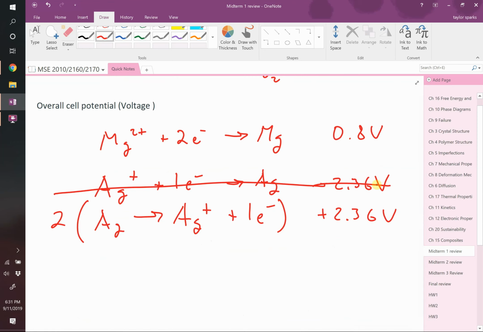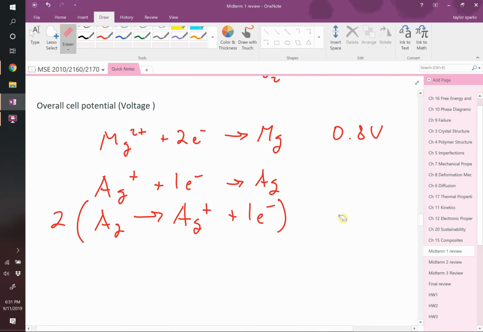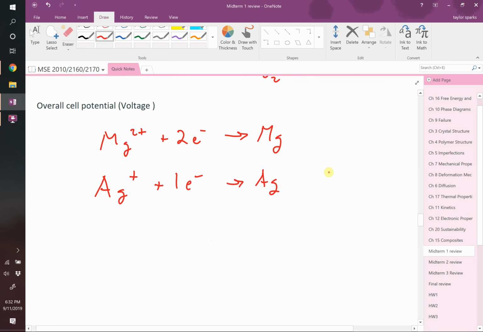Dadgummit, you're right. Yeah, you're right. Thank you. Thank you so much, Eric. Good catch. This is positive 0.8 volts. This is negative 2.36 volts. Thank you. We would have gotten that wrong.